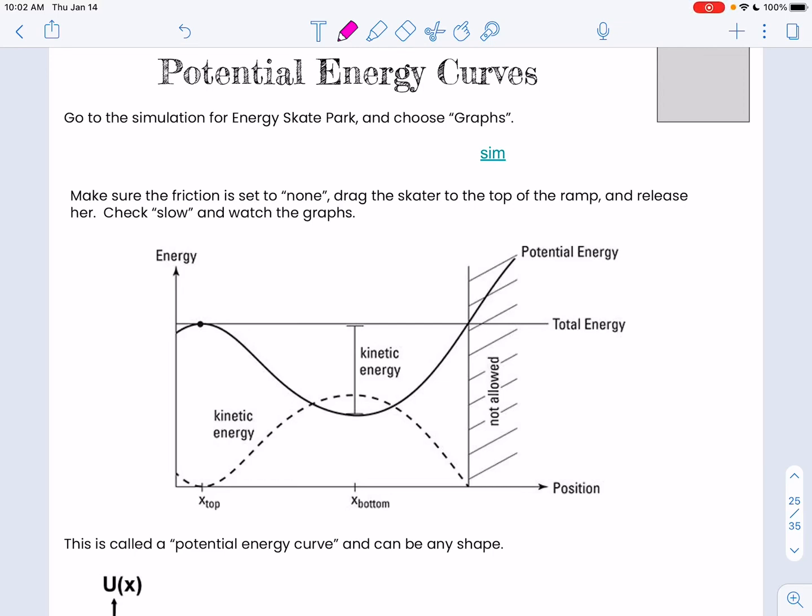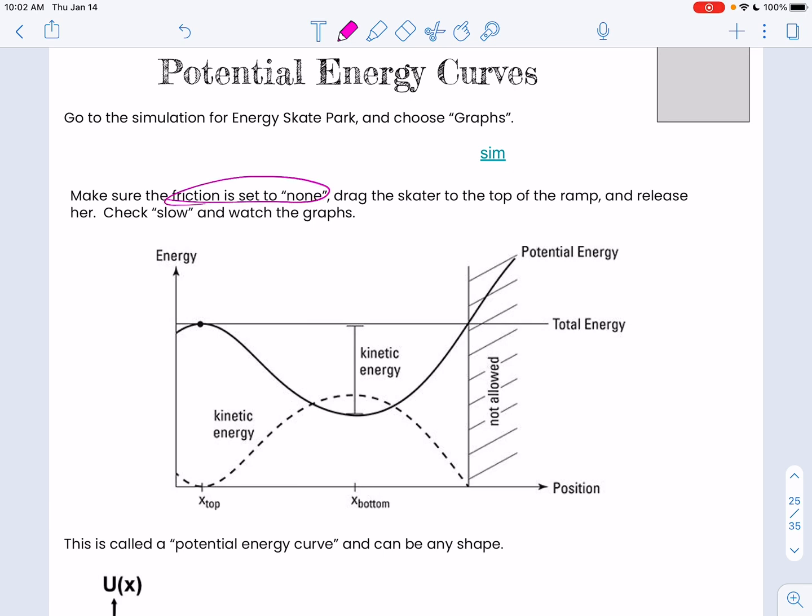All right, so if you look up the Energy Skate Park simulation and see the graphs, you can sort of see what's happening. This is what we usually call a potential energy curve, and there are sometimes problems that have this in it. We're going to say there's no friction in this case.